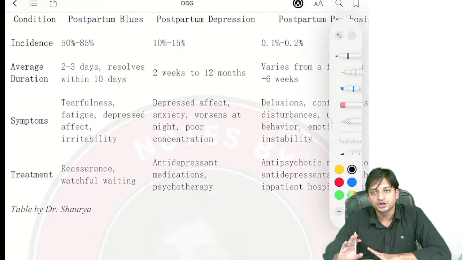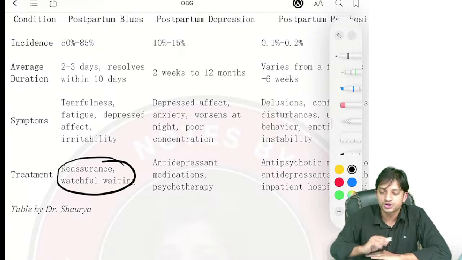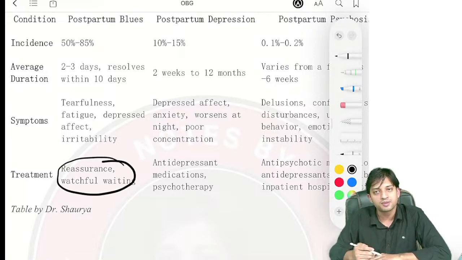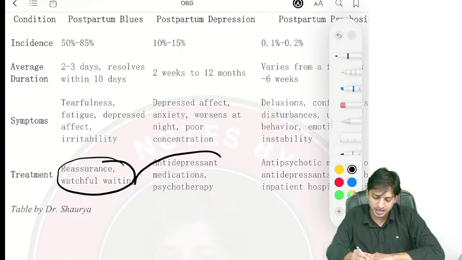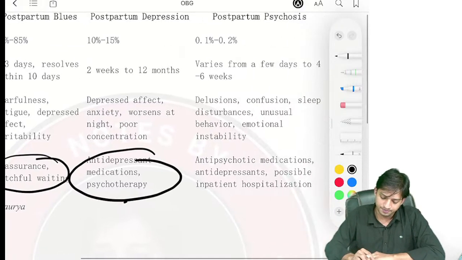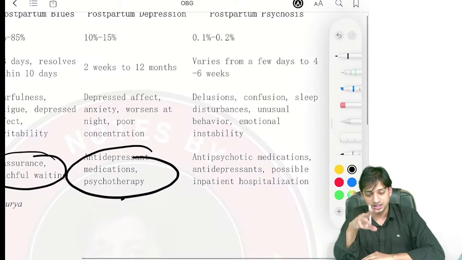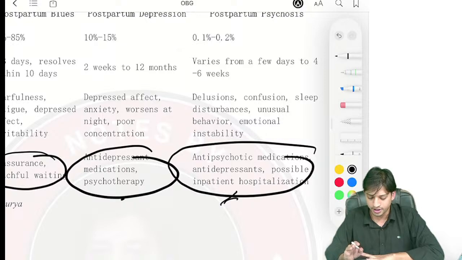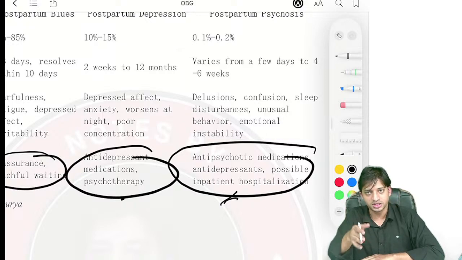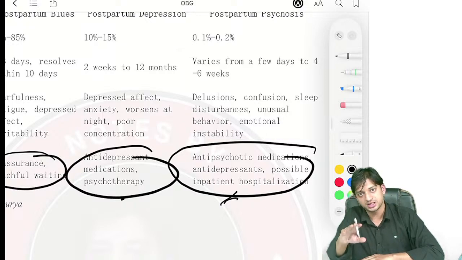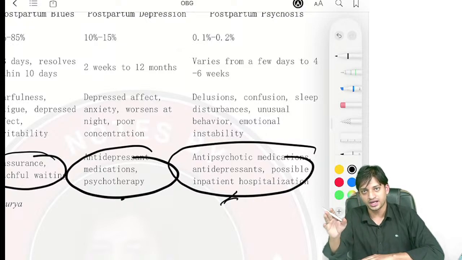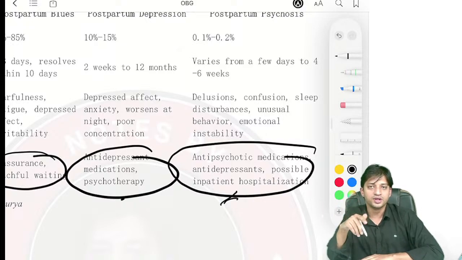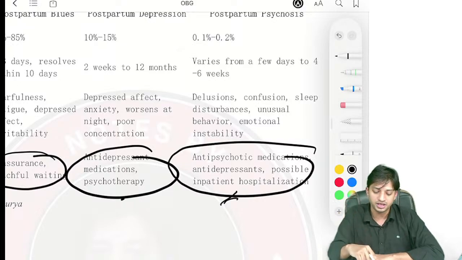Nothing. Just reassure. If they ask you treatment, just reassure. Don't do anything. Postpartum depression, if there is depression, antidepressant you will have to give, right? And counseling and psychotherapy. If there is psychosis, what you will have to do? Antipsychotic medications, you already know, antidepressant, and if it is an emergency condition, the patient is too aggressive or has suicidal tendencies, you can admit the patient and keep her under observation as well.